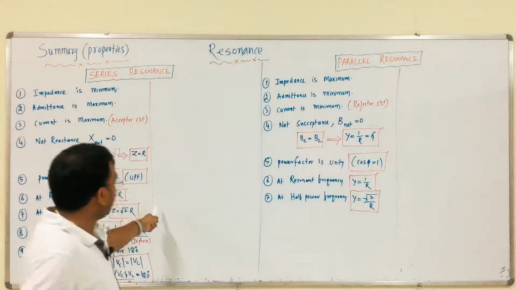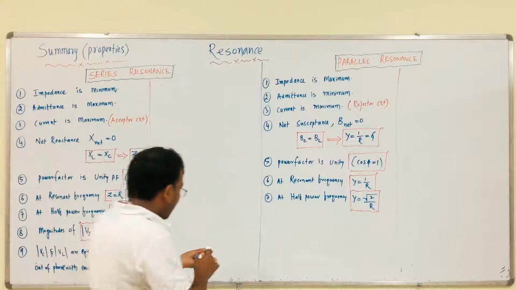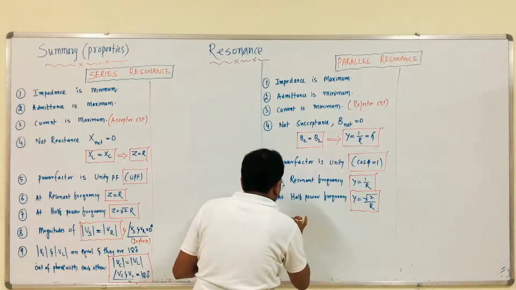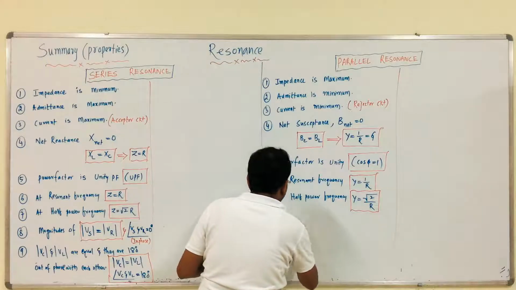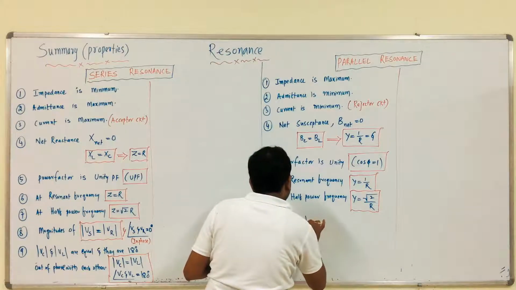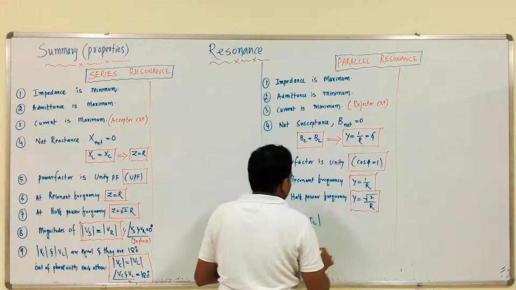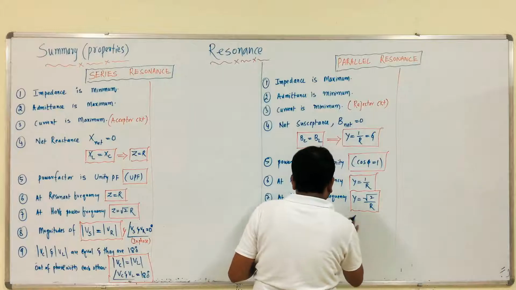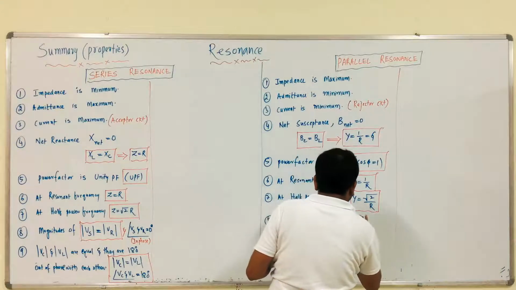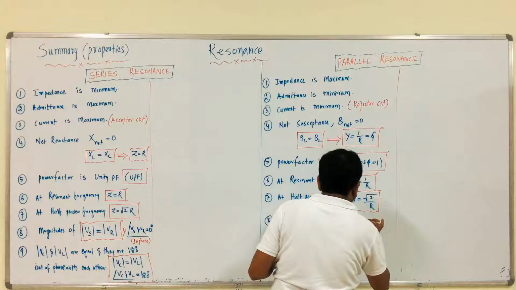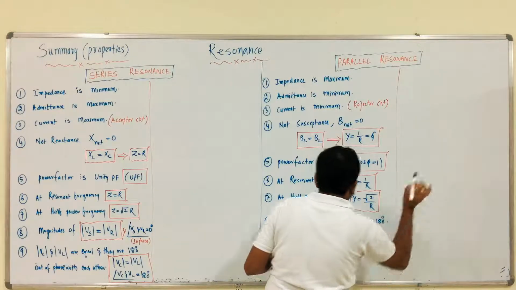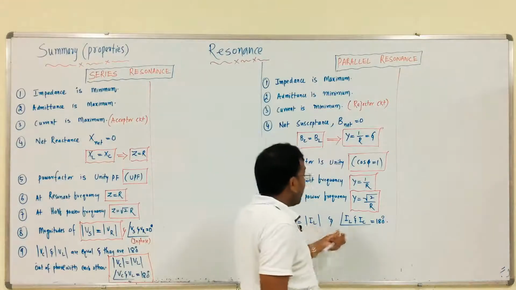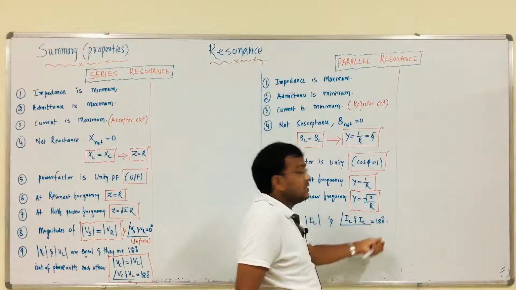Completed, this part completed. Next, eighth point, magnitudes of currents. Magnitude of source current: first we have to write IC should be equal to IL, and the angle between IL and IC should be equal to what? 180 degrees. Magnitudes of IC and IL are equal and they are out of phase by 180 degrees.